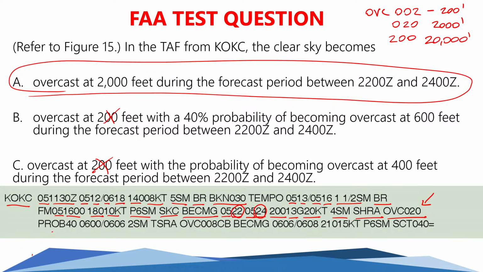The last bit of the line here we can go through as well. So we've got a probability of 40. That's a 40% chance of the following conditions happening from the 6th day at 00 Zulu to the 6th day at 0600. So during this 6-hour window, there's a 40% chance that we'll have 2 statute miles visibility. We've got the thunderstorms with rain, overcast at 800 feet with cumulonimbus, and then it becomes, from the 6th day at 600 to the 6th day at 800, a 2-hour window, 210 at 15 knots, greater than 6 statute miles, and scattered at 4,000 feet.